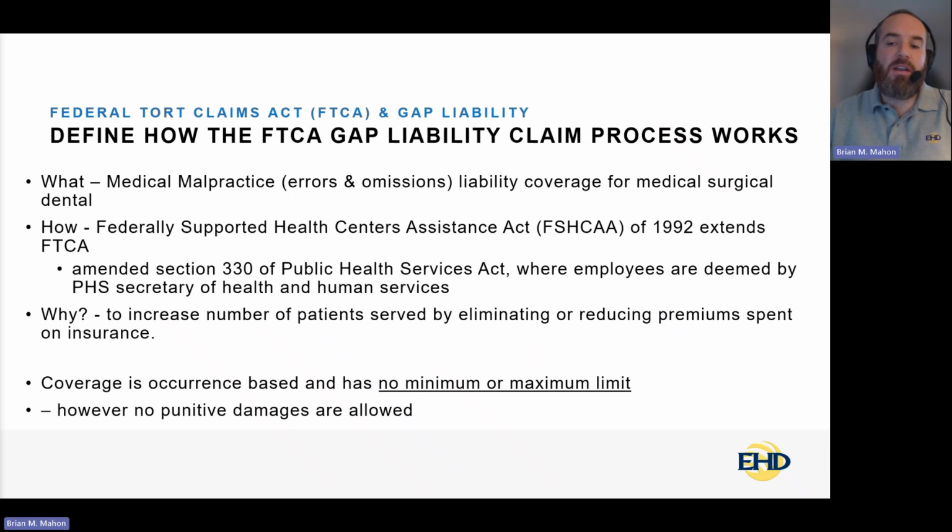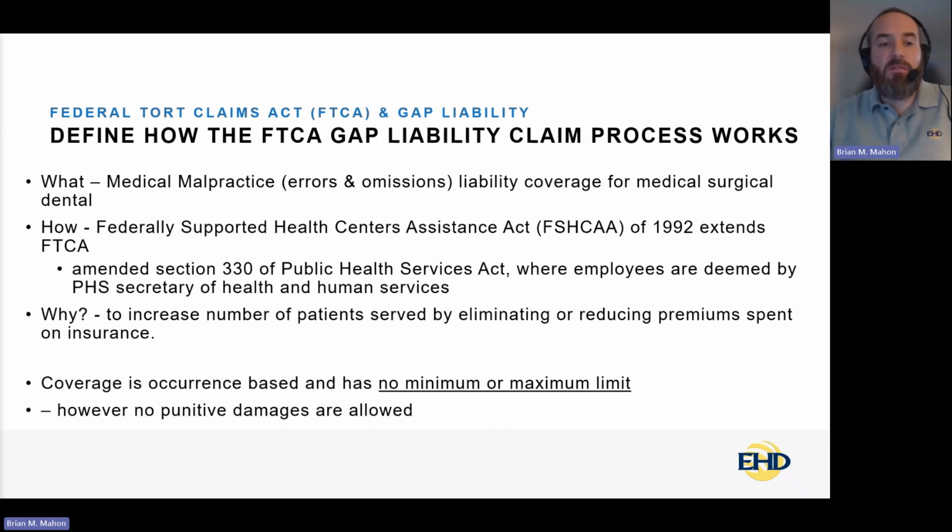Eventually that law got extended to community health centers through amending Section 330 of the Public Health Services Act and extending the Federally Supported Health Centers Assistance Act in 1992. So essentially, covering employees of community health centers as if they were federal employees. I mean, they really are. They go through a deeming process and have to apply to become a federally qualified health center, as many of you know, and it helps you because it eliminates or reduces premiums really spent on medical malpractice insurance.